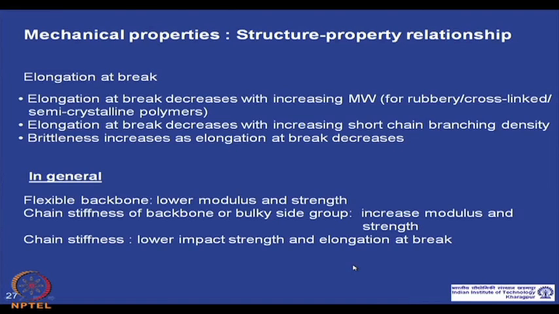Now, with this I stop for this lecture. I will continue the mechanical properties in the next lecture with a little more discussion, and we will also start discussion about some other properties in the next lecture.